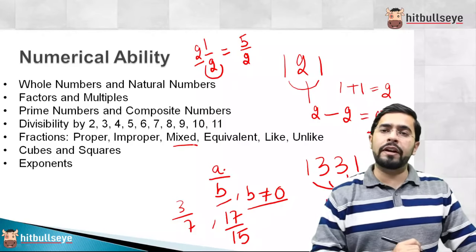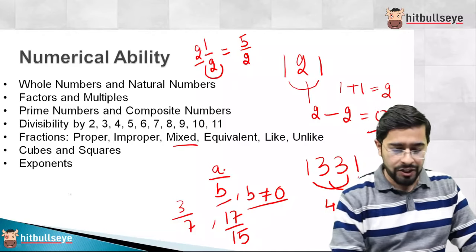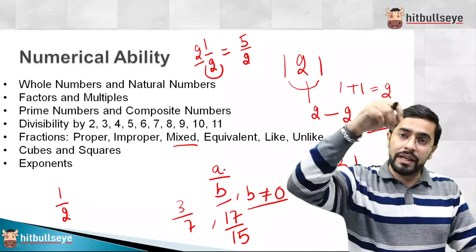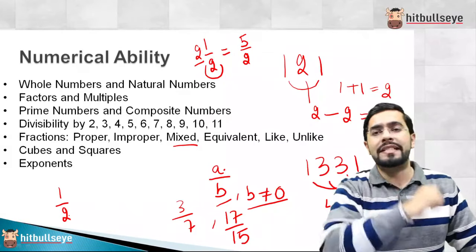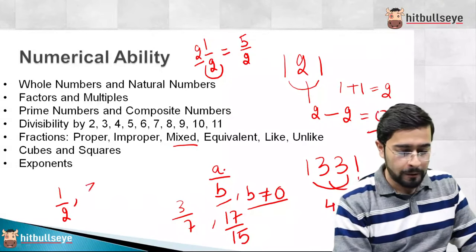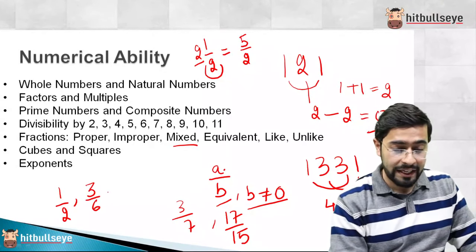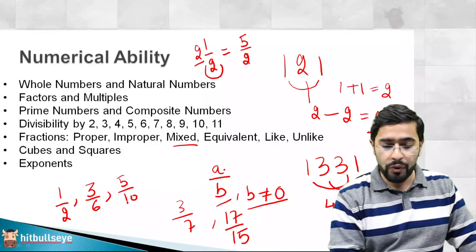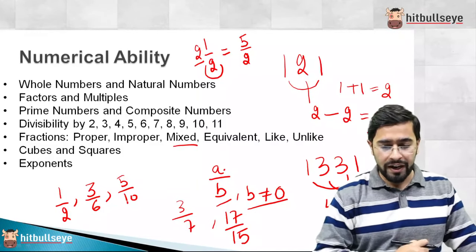Moving on to the equivalent fractions. Equivalent fractions are those that are obtained after you multiply both the numerator as well as the denominator by the same number. So 1 by 2, 3 by 6 is its equivalent, 5 by 10 is its equivalent. So such are the equivalent fractions.